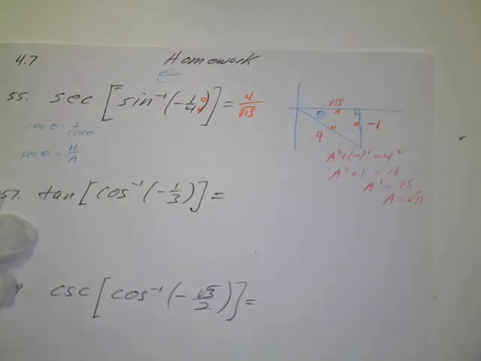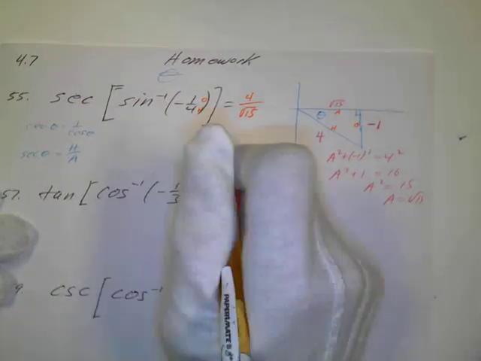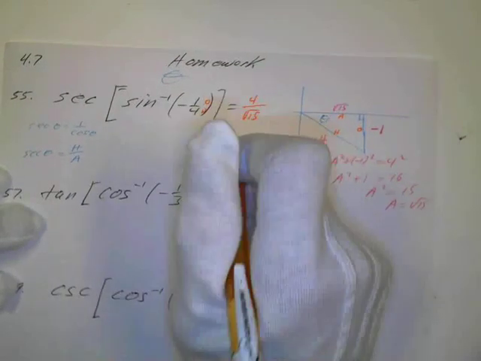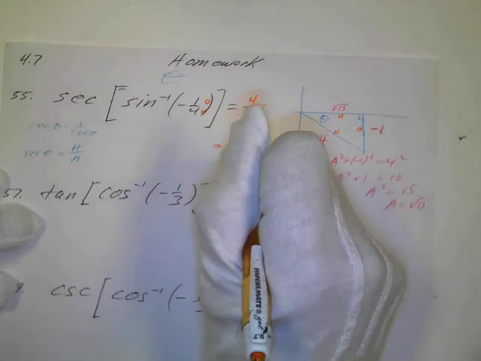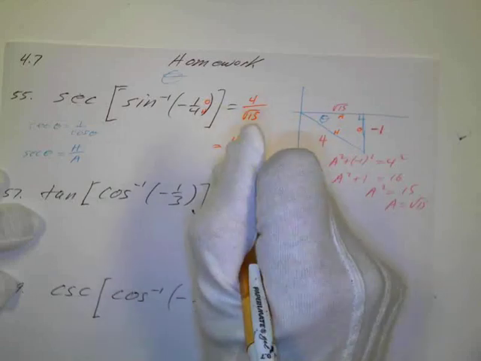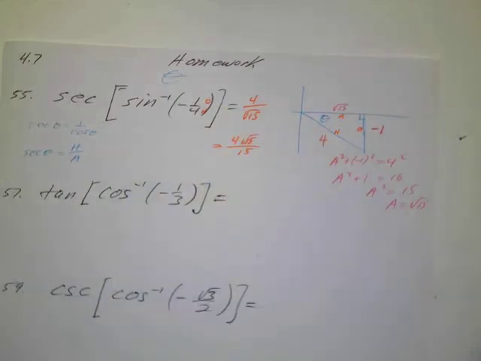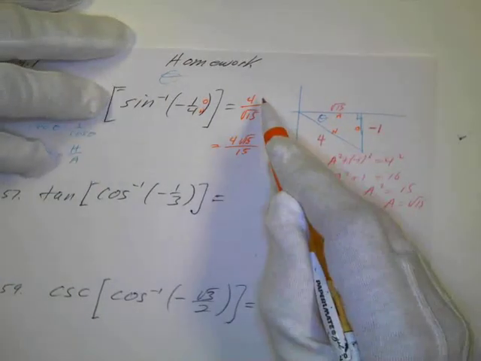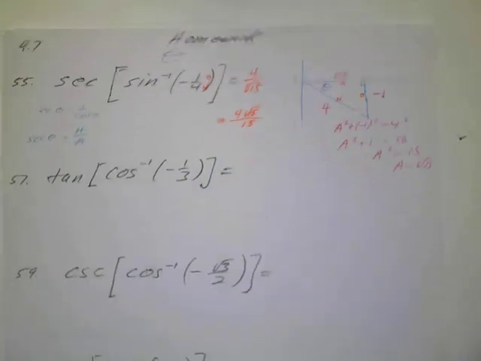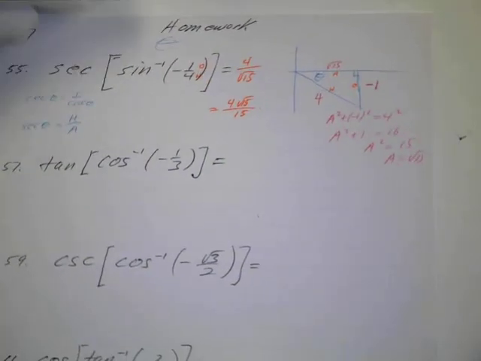All right? And we're going to probably have to rationalize that for this book. I mean, that's fine for me, but if we multiply the top and the bottom by the square root of 15, we've got 4 times the square root of 15 divided by 15. All right, we rationalize that. Multiply the top and the bottom by the square root of 15. And the square root of 15 on the top. Square root of 15 times square root of 15 is 15. Okay? All right, let's try number 57.